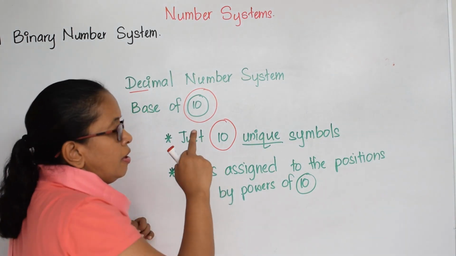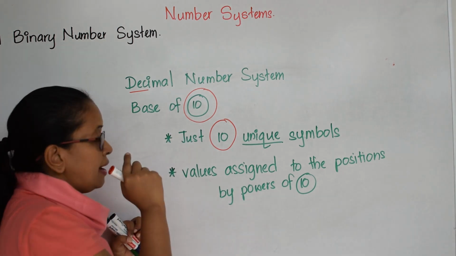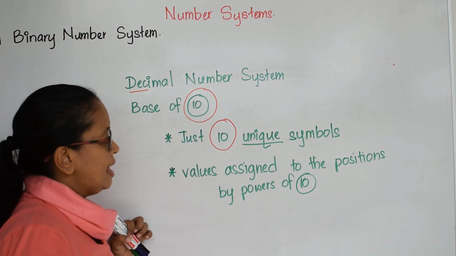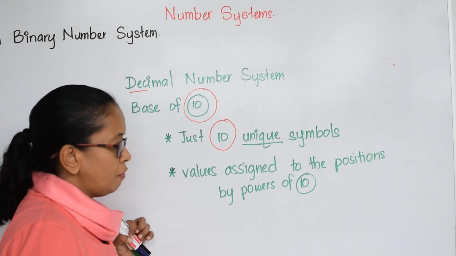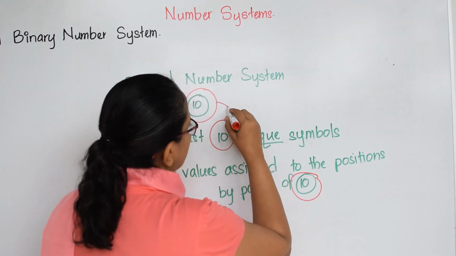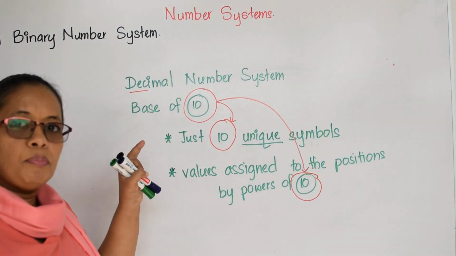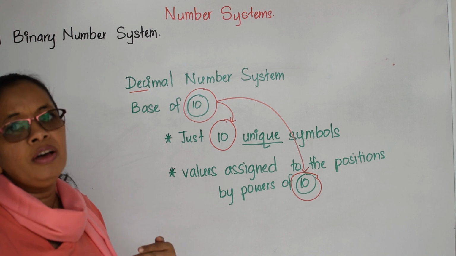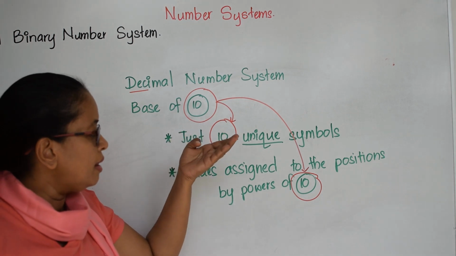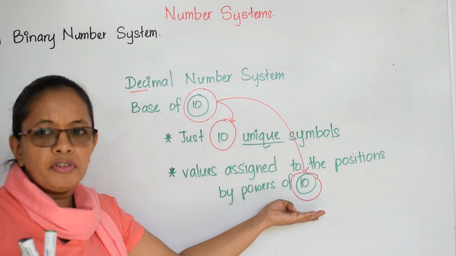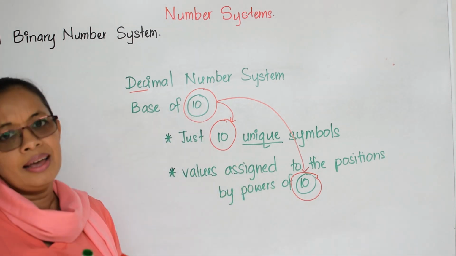And if you have 10 unique digits in that number system, and the base value is 10, then the values assigned to those positions are going to differ by multiples of 10. That is the pattern I was saying you might have understood from this positional notation explanation of the decimal number system. If the base value is 10, you have 10 unique symbols, and the positional values are going to be powers of the same base, 10.